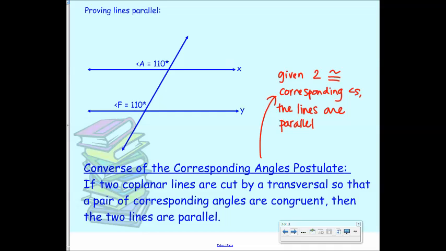The same thing would work here if we had angle B equal to 70 degrees and angle E equal to 70 degrees. These are also corresponding, so the same theorem would work here. The same converse of corresponding angles would work here as long as they're in the corresponding angles relationship.